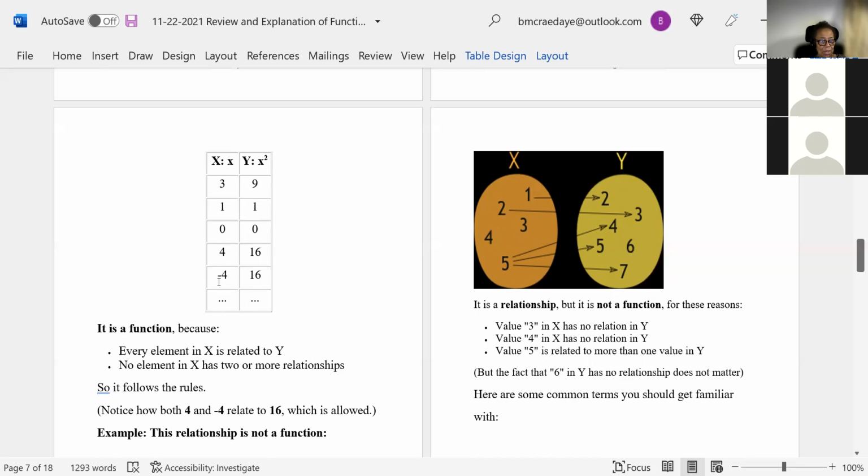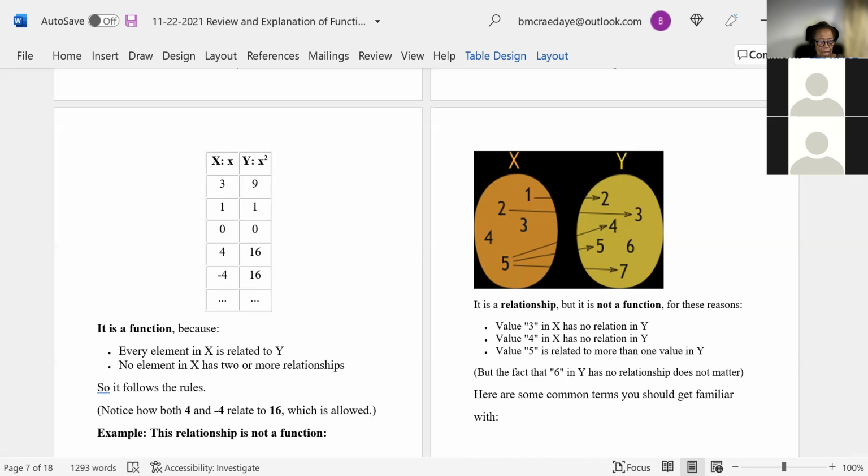So it's a one-to-one relationship, never one or say two X's, same value, linking to an output. So the 4 and the minus 4 are different.